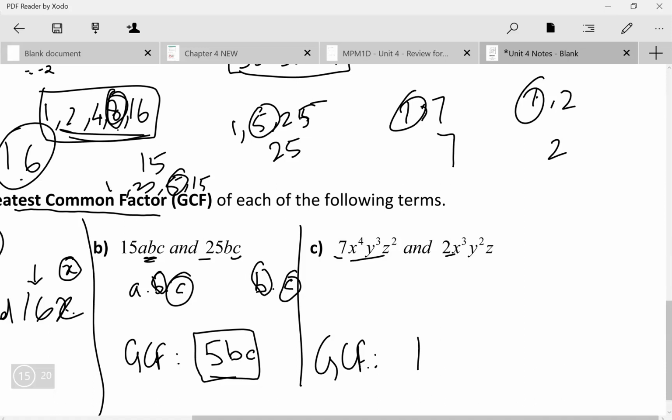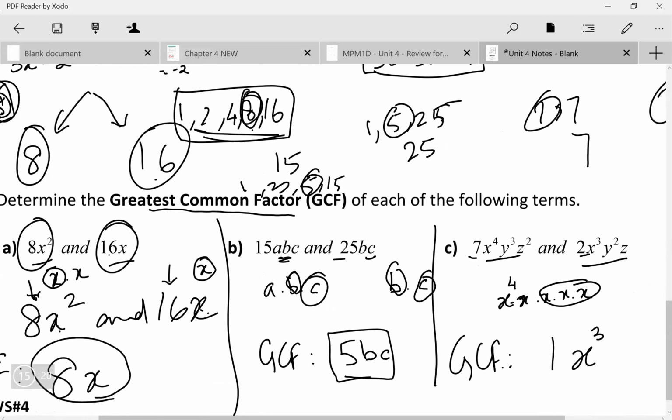Now, it would get tiresome to write this out. Hopefully we can see that x to the power of 4 is x times x times x times x. X to the power of 3 is x times x times x. I have 3 x's that are in common, so I can take an x to the power of 3 out. So hopefully we're seeing a pattern here.